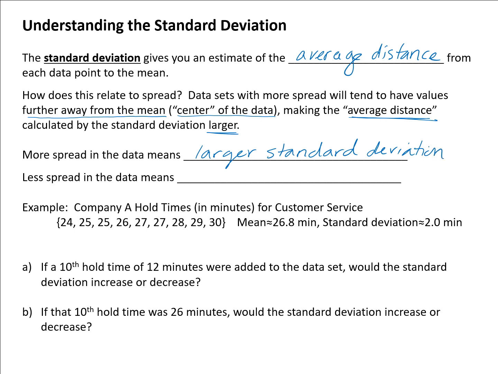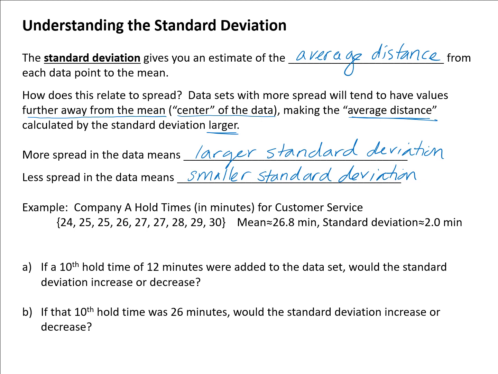Less spread in the data means a smaller standard deviation. Again, less spread means that you have data values that are closer to the center. And if the values are closer to the center, they're closer to the mean. So your average distance to the mean is going to be smaller. So less spread in the data means a smaller standard deviation.